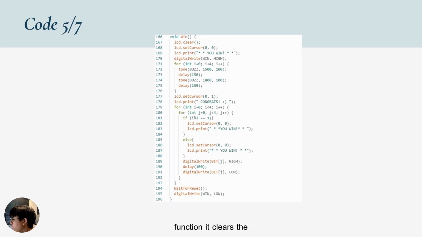Okay, on the win function, it clears the LCD and prints "you win" on the first line. And then it turns on the win indicator LED, and then it plays a celebration sound using the buzzer. Finally, it calls the wait reset function, and we'll talk about that later.